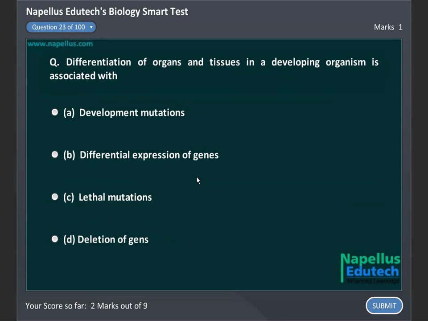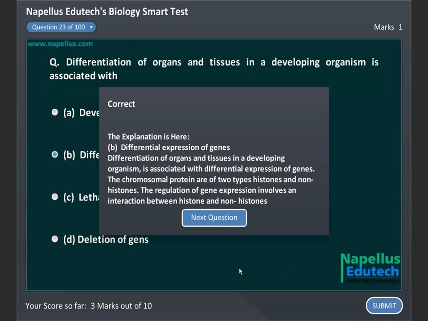Differentiation of organs and tissues in a developing organism is associated with: A. Development mutations, B. Differential expression of genes, C. Lethal mutations, D. Deletion of genes. Correct answer is B. Differential expression of genes.